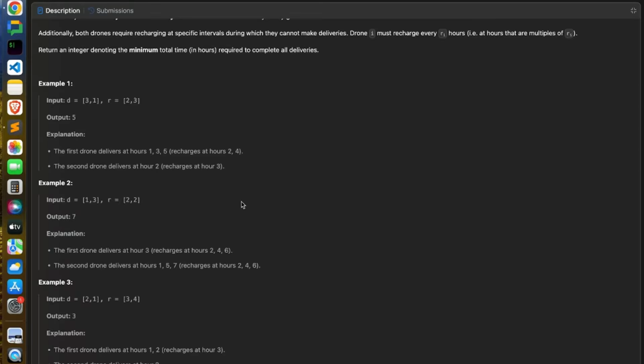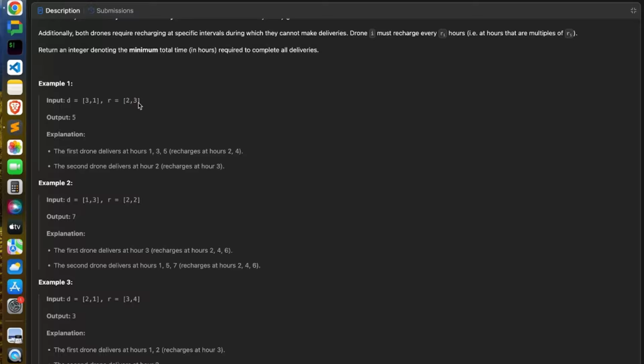So let's try to understand from one of the test cases. Your di is 3 1 and r is 2 3. So the first drone delivers at hours 1, 3 and 5, because we know that it has to charge at a multiple of 2, like 2, 4, 6, 8 and so on. So what are the free hours you have? 1, 3 and 5.